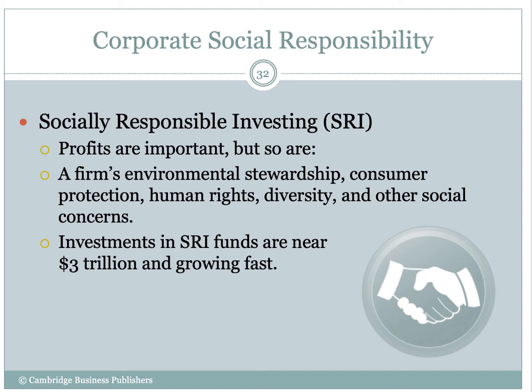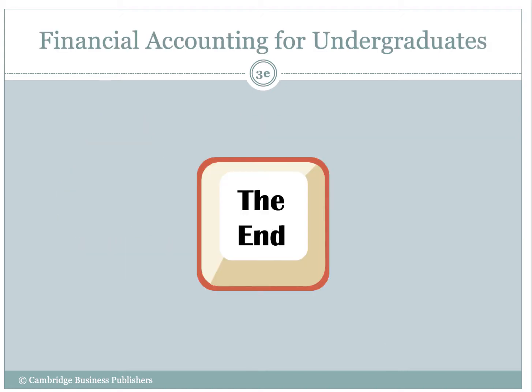And if a company isn't embodying diversity or supporting human rights or supporting consumer protection, then we're going to spend our money someplace else, right? We're going to go to a competitor who is doing socially responsible investing. All right, so that's the end of the lecture portion of Chapter 4.